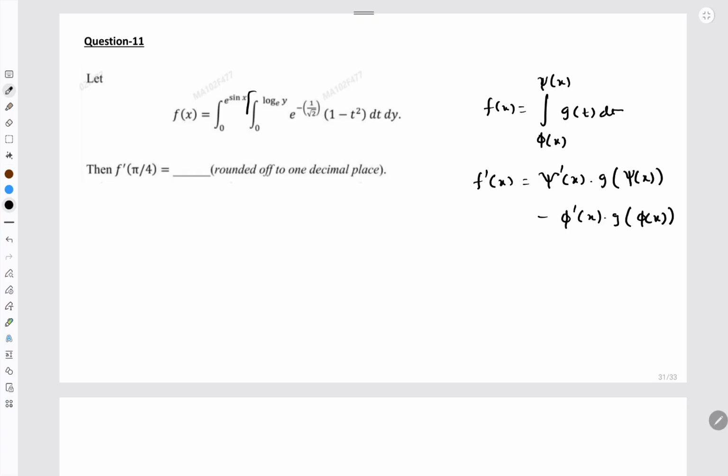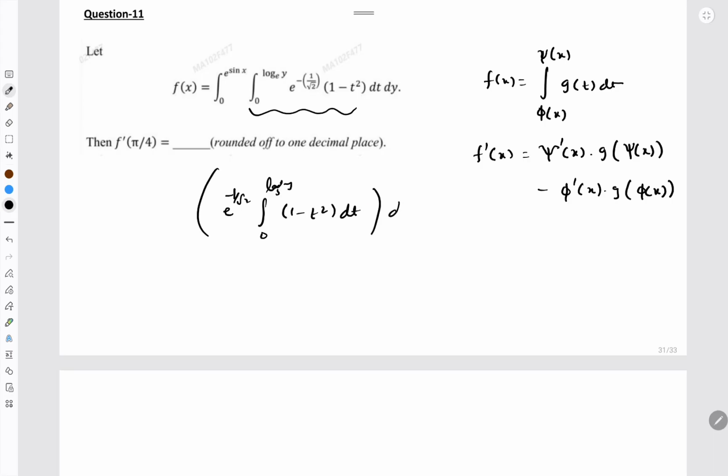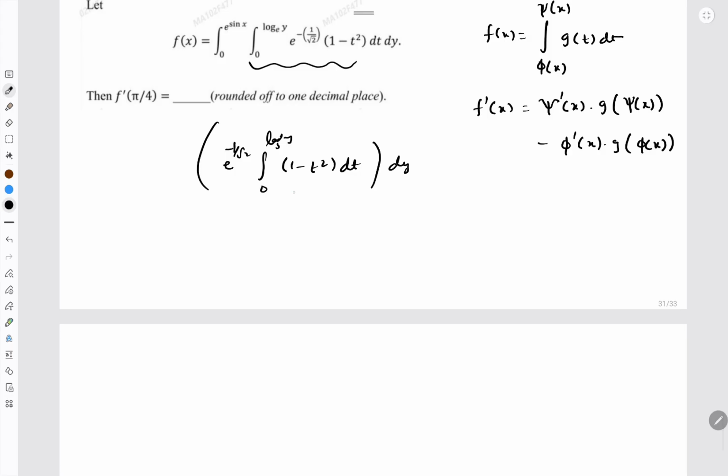So we have to first solve this thing. Then we will think about this approach that I told you. So let us solve this. The inner integral is 0 to log y, e power minus half. So I can bring e power minus 1 by root 2 outside because that has nothing to do with this dt, and then we will think about dy. So this is basically t minus t cube by 3. If I put the limit 0 to log y, it is log y minus 0, so log y minus log y whole cube by 3.